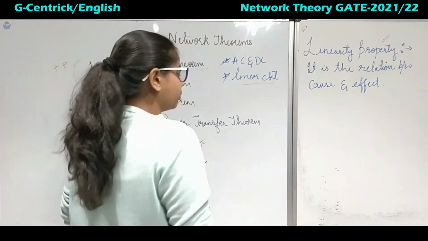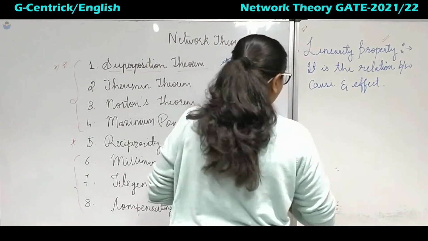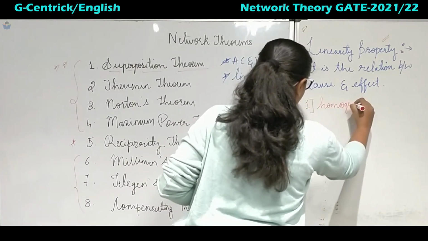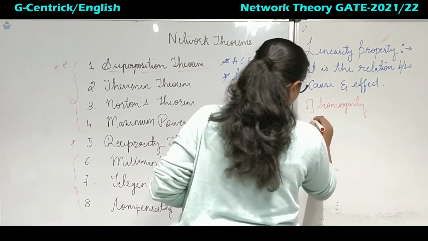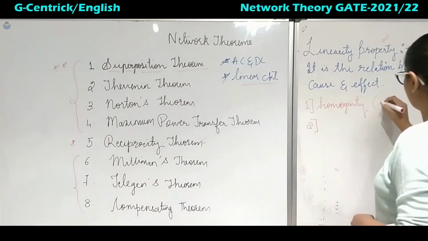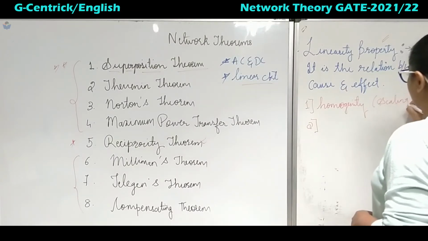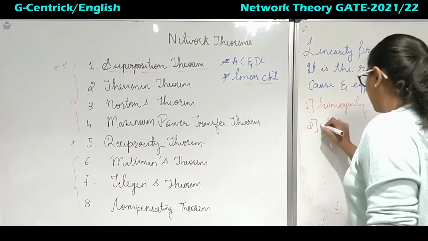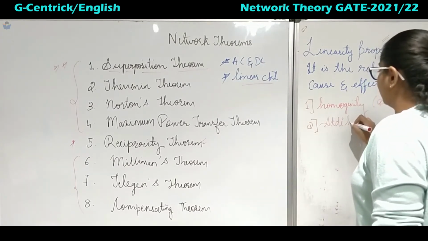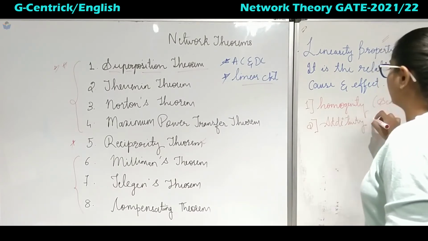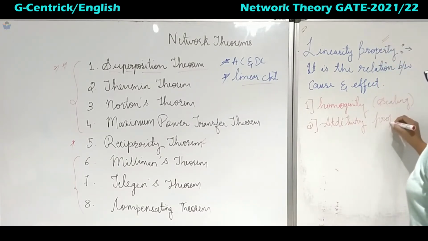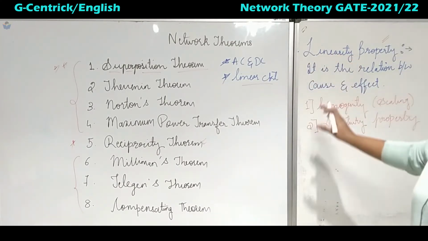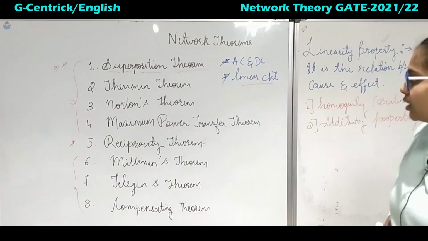Based on this, we have classified it into the homogeneity property, which we will also call scaling. We will see why it is called scaling. The second one is the additivity property. If the circuit satisfies these 2 things, then we call it linear. If it is linear, then we can apply the superposition theorem.